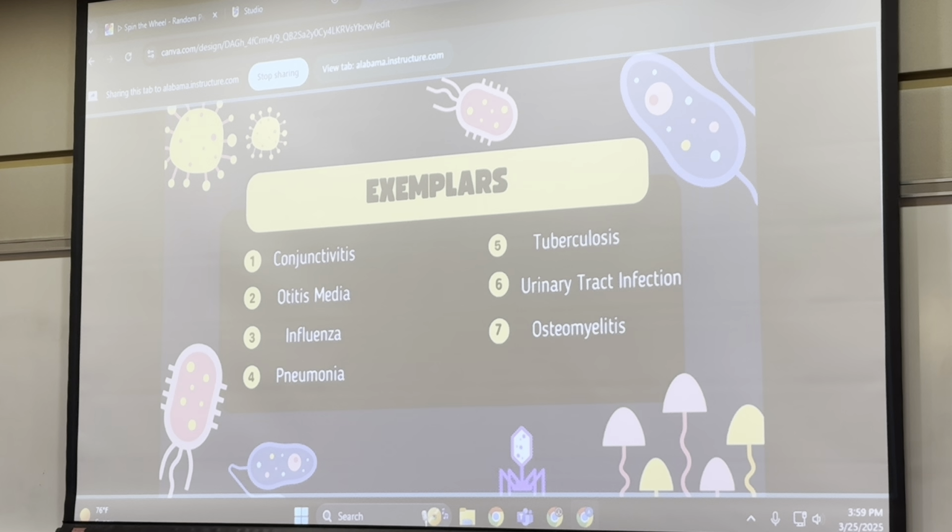But for conjunctivitis and otitis media, that's gonna be your ear, nose, and throat system. You got your influenza, pneumonia, and your tuberculosis. That's gonna be more of your respiratory type disease processes. And then UTI and osteomyelitis are kind of your eyeballs there. So UTI, you put under reproductive, you could put it under your urination, and then osteomyelitis is just kind of that eyeball as well. So, and that's how we're going to classify them.